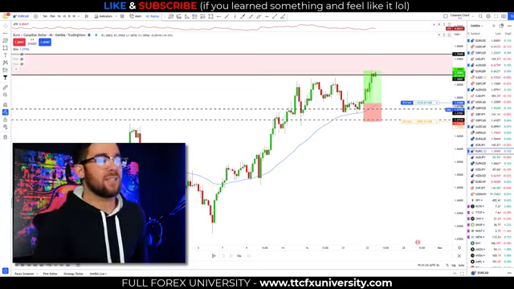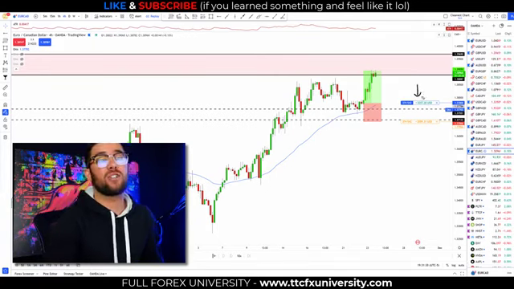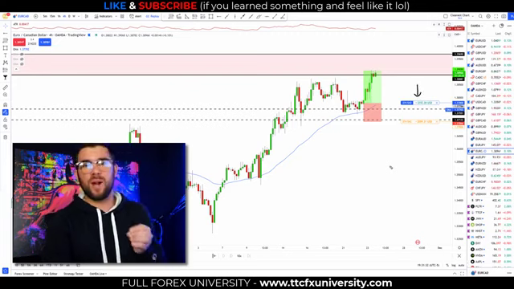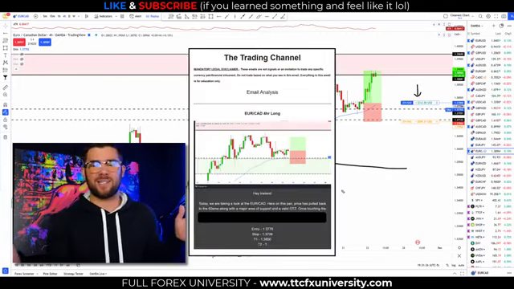And as you can see, this is actually a trade I am currently in. On top of that, it is a trade that we sent out to the TTC Forex University members. I'll put a screenshot of that email to the left side or right side of your screen.